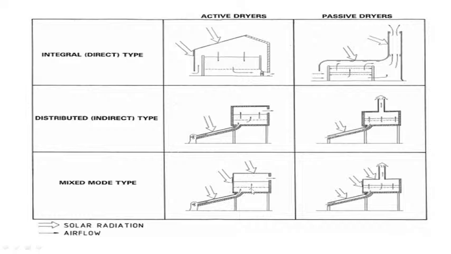So here the mark, whatever it is shown, the bigger arrow mark is about the solar radiation, and the single arrow mark is air flow. This is the air flow, how it will happen. So this is the hot air. Here what is happening is it is a single unit, so from that it is coming. Okay, it is the single unit, but here two units, flat plate and chamber. So this is the mixed mode type.